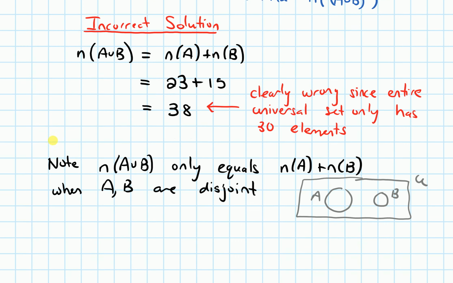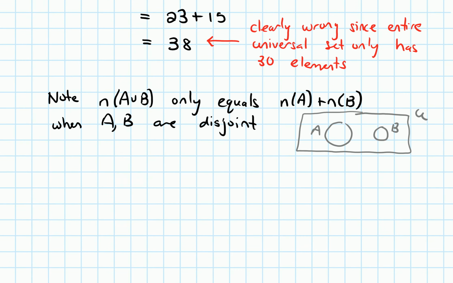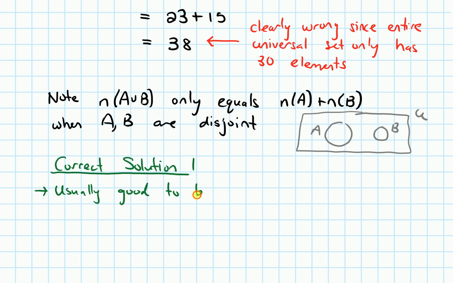So how do we do this correctly? I'm going to show how to do this in two ways. First I'll call this correct solution 1. And in my first correct solution, I'm going to point out that it is usually good to begin with a Venn diagram. So in these questions where we're trying to count the number of elements in some set involving multiple sets like this, it's helpful to begin with a Venn diagram.